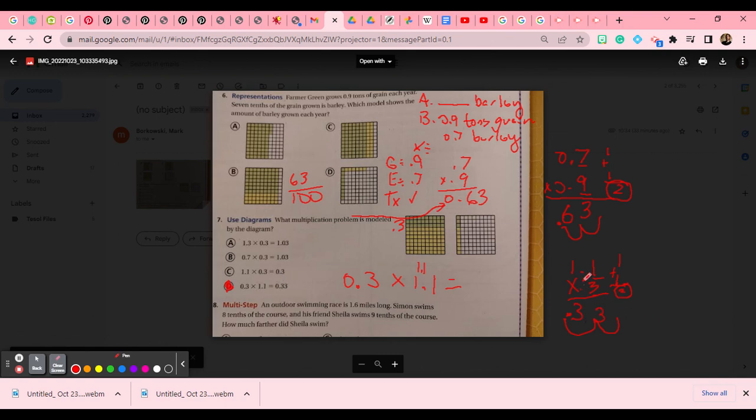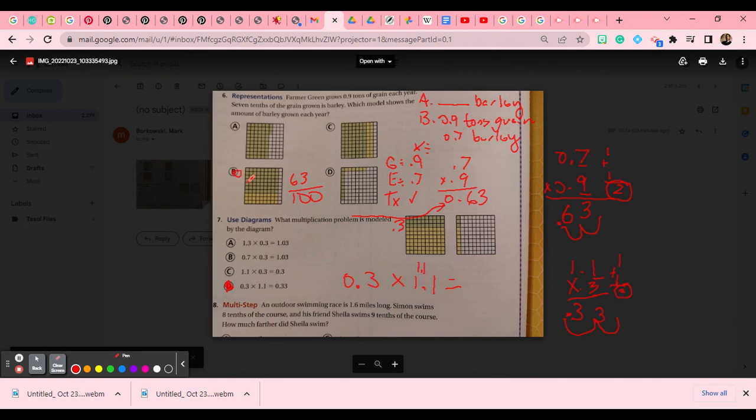So again, we went over here and solved it with the standard algorithm. We got 33 hundredths, and we could see that based on what we saw on the diagram, that was the correct answer. All right, so again, our two answers here were B and D.